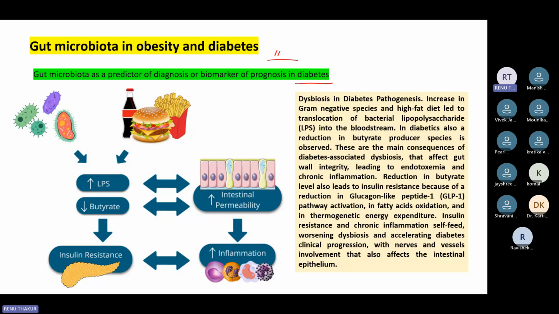So this diagram shows how our body is associated with insulin resistance and how our body is involved in different inflammatory responses. So we have to just reduce the inflammation in our body in order to prevent different kinds of metabolic diseases. So dysbiosis and diabetes pathogenesis: an increase in gram negative species and a high fat diet led to the translocation of bacterial lipopolysaccharide. So this LPS is acting as an inflammatory mediator.